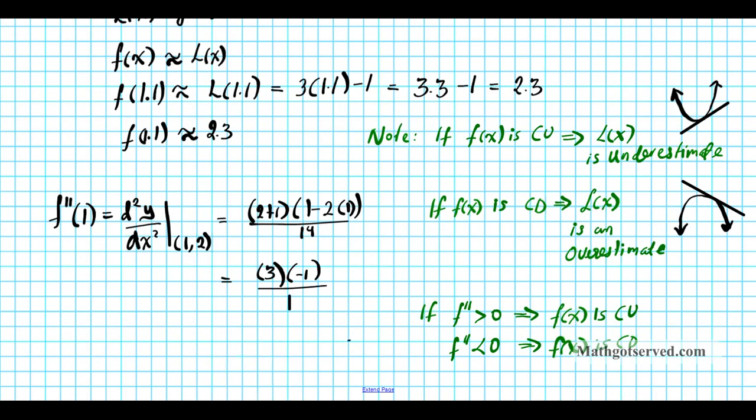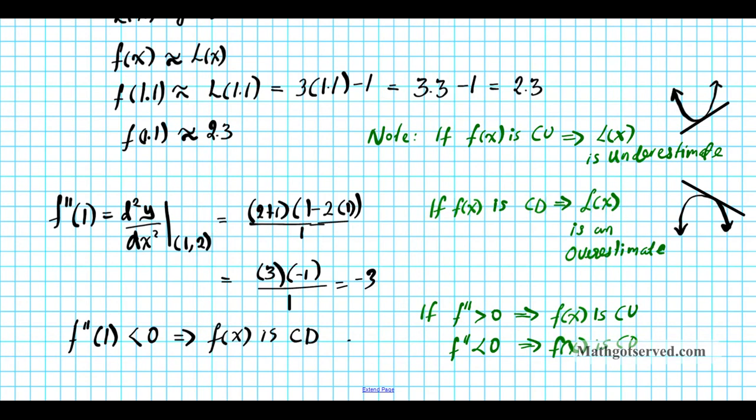I don't need to finish this off. I just need to determine the sign. Okay? So what does this tell us? Well, if we work it out, you can see it's negative 3. So f double prime of 1 is less than 0. So if f double prime of 1 is less than 0, that implies that f of x is what? Concave down. If f of x is concave down, then the linearization is going to be an overestimate.